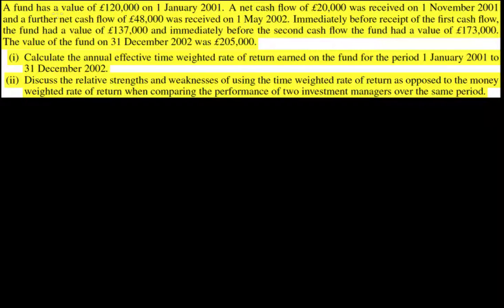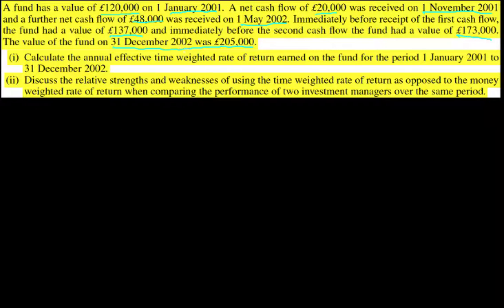So let's look at another question. A fund has a value of 120,000 on the 1st of January 01. Net cash flow 20,000 comes in on the 1st of November 01, and then we get another 48,000 on the 1st of May 02. But immediately before then we're given some values. Before the first one is 137,000, and before the second one is 173,000. So what have we got as the value of the fund on 31st of December?